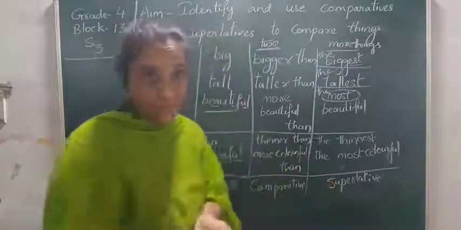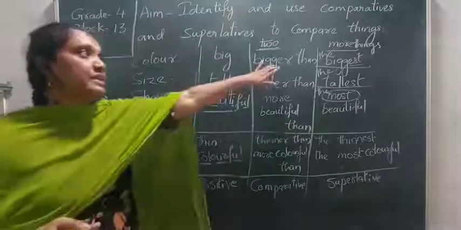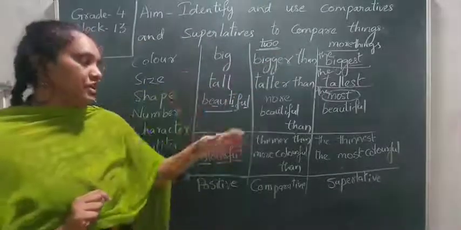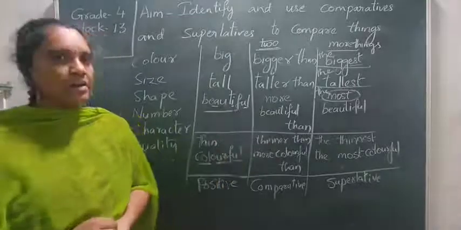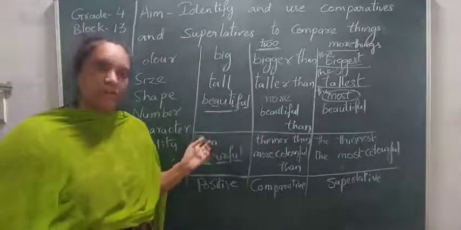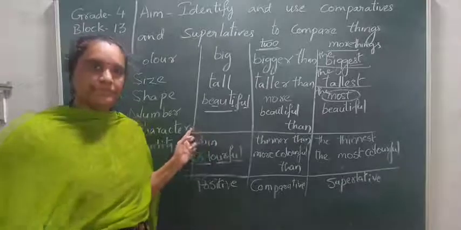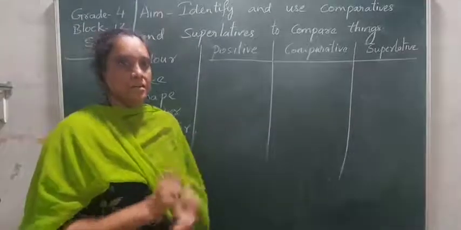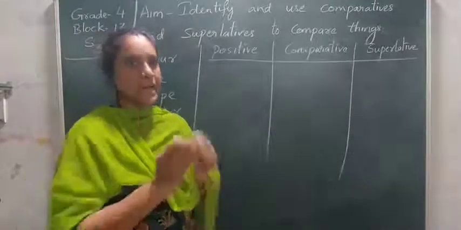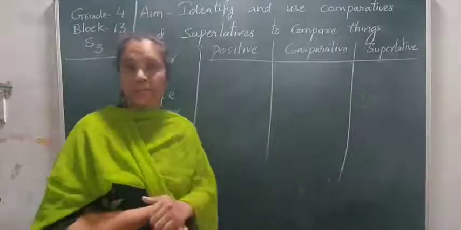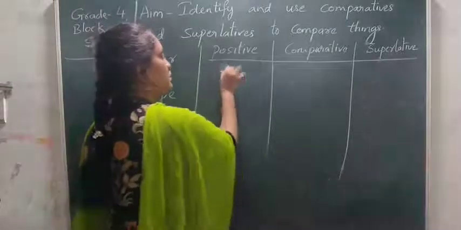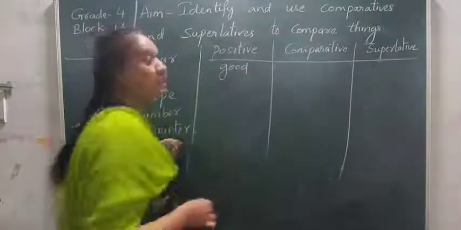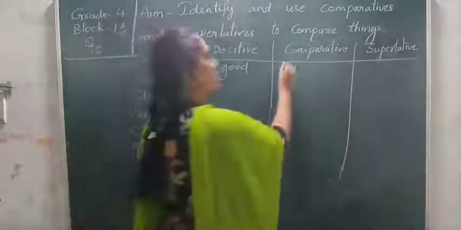And there are some words which don't get ER, EST, and also not more or most. Now let us see what they are. Some words that don't have ER, EST. Then how can we write those words? There are very few words like good. So how can we say good? Better. So I use better than.